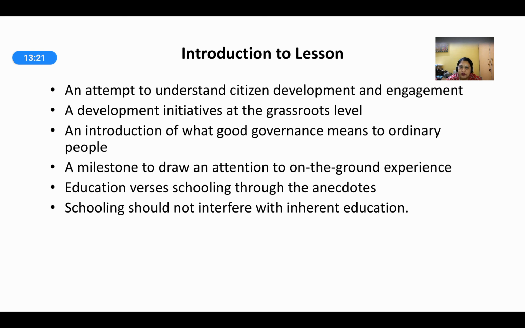An introduction of what good governance means to ordinary people. Through the course of his school, he wanted to show how good governance also is available to ordinary people. His establishing the school can be considered as a milestone to draw attention to the on-ground experience. Theoretically, on paper, establishing an organization, establishing a school sounds very easy. But when you actually get down to the grassroots level, you understand all the difficulties associated with it.